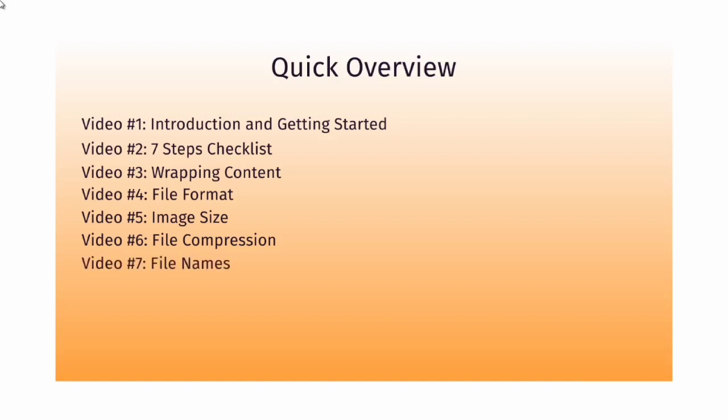Video number 7, we'll talk about file names, why that's important. Video number 8, we'll talk about alt tags, which appear in the source code of your website. And that also tells Google what your image is all about. So there's a lot of different variables here, and a lot of times most people just focus simply on video 8, which is the alt tag. And as you can see, it's much more than that.